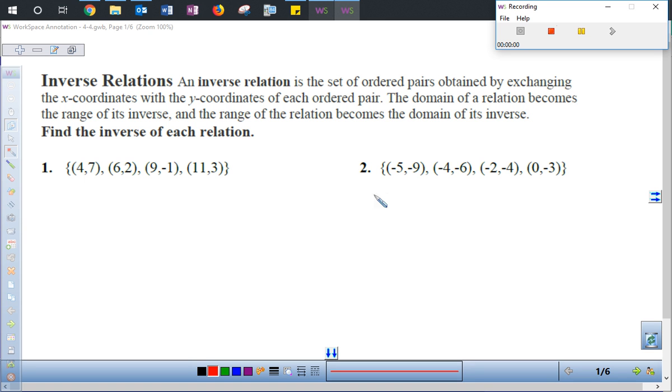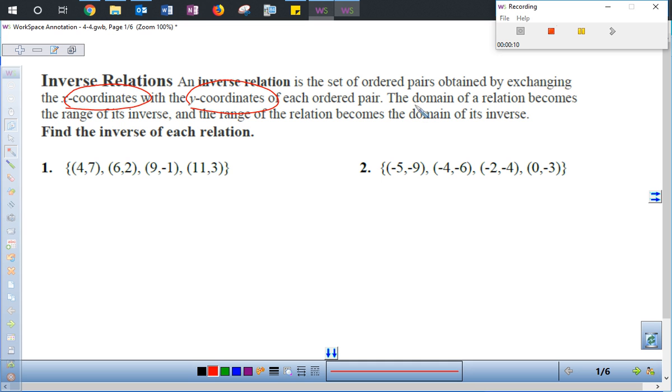Okay guys, today we're going to talk about inverse relations. Now an inverse relation is the set of ordered pairs obtained by exchanging the x-coordinates with the y-coordinates. That's all it is. We're going to take the x-coordinate and switch it with the y-coordinate. So x will become y and y will become x.